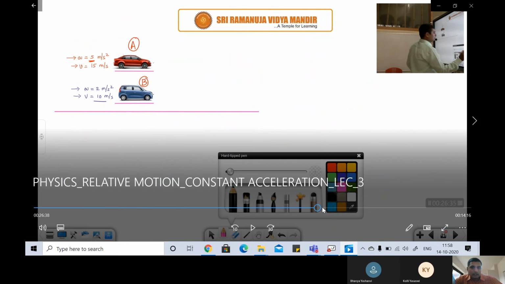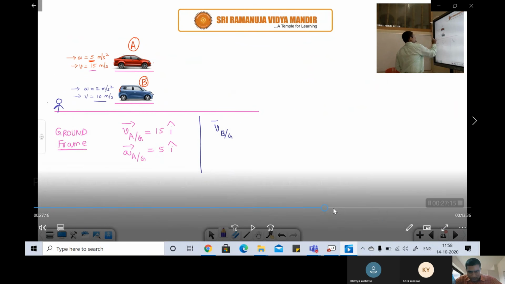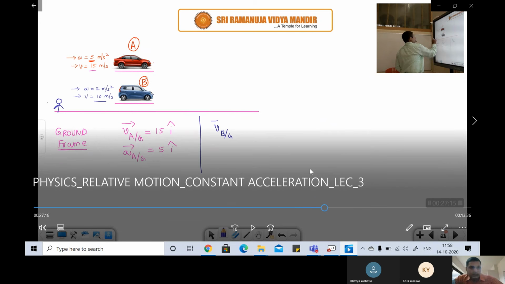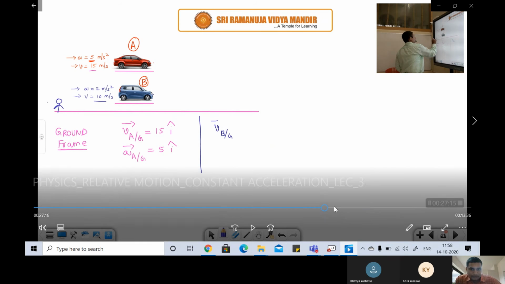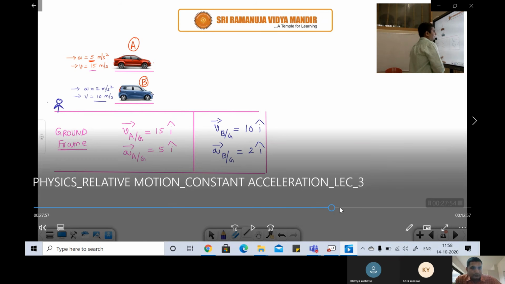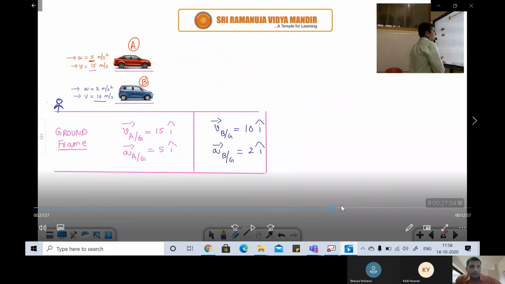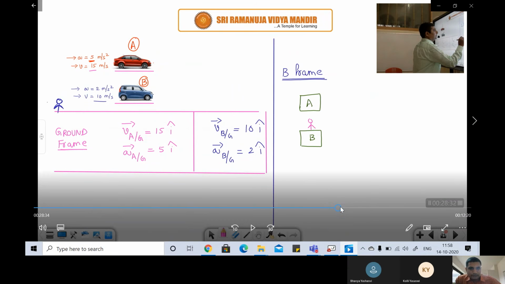But now let us solve by using the relative motion method. What is the relative motion method? First principle: write down the values from the ground frame. What are the values? Velocity of A with respect to ground, velocity of B with respect to ground, acceleration of A with respect to ground, acceleration of B with respect to ground.